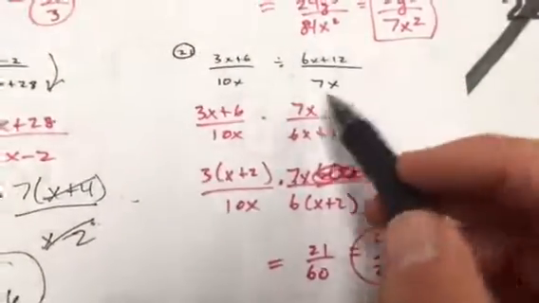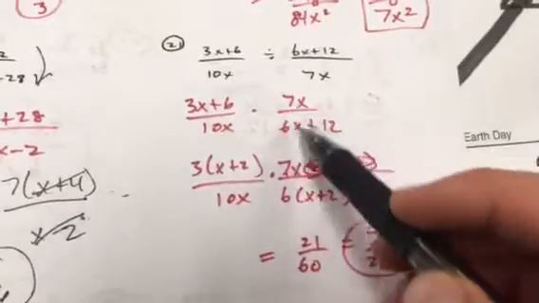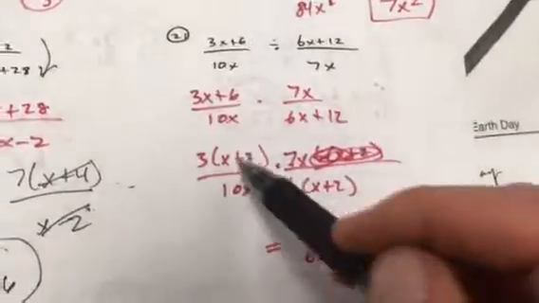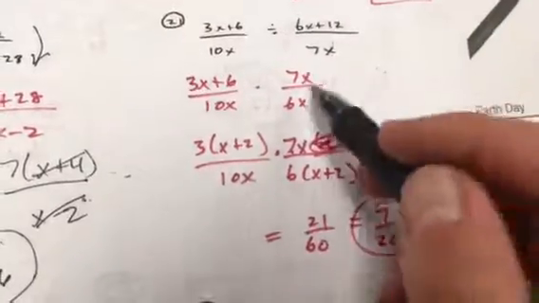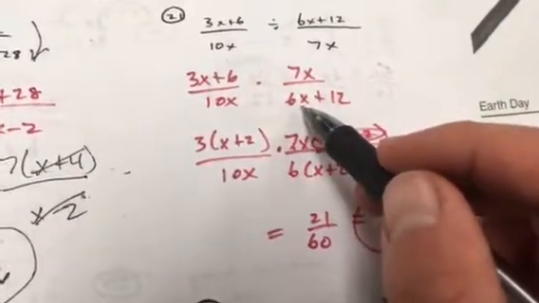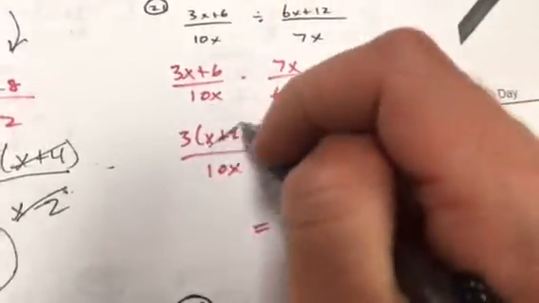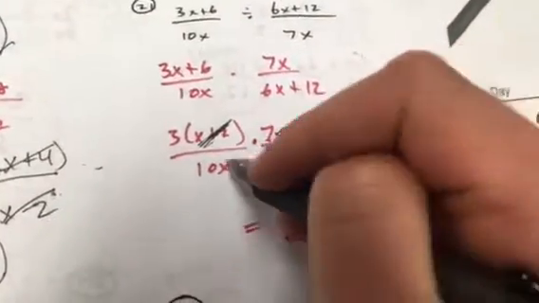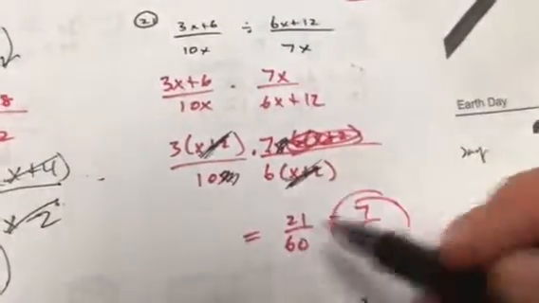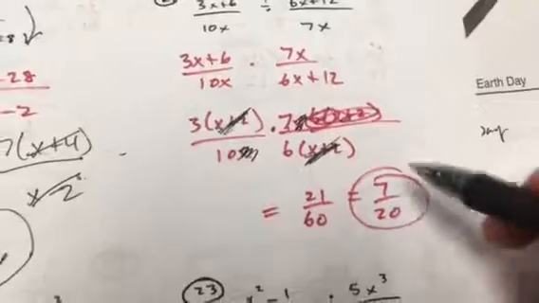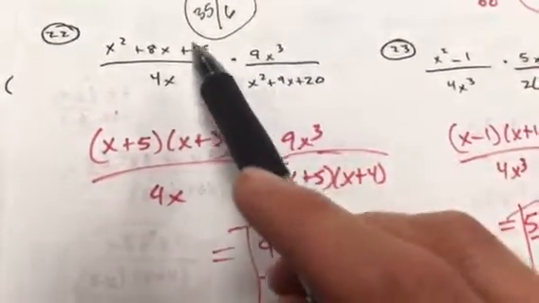All right. Here, folks, we've got 3x plus 6 over 10x times 7x over 6x plus 12. Take out the 3 they have in common, leaving you with x plus 2 over 10x. Right here, factor out the 6 they have in common, leaving you with x plus 2. Going to cancel, cancel, cancel, cancel. 7 times 3, 21. 10 times 6, 60. Divide them both by 3. 7 over 20.